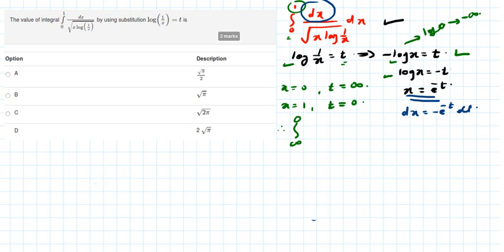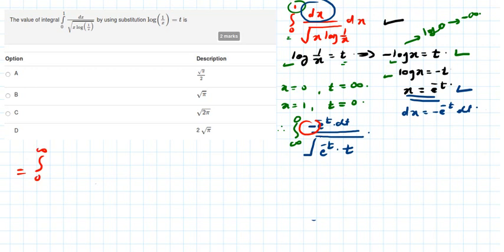So let's put in the values. dx is minus e raised to minus t dt, upon under root x. We calculated the value for x: x is e raised to minus t, into log of 1 by x, and log of 1 by x is given to be t, into dt. Let's simplify the expression. This minus sign will reverse the limits of the integral, so the limits will be from 0 to infinity.